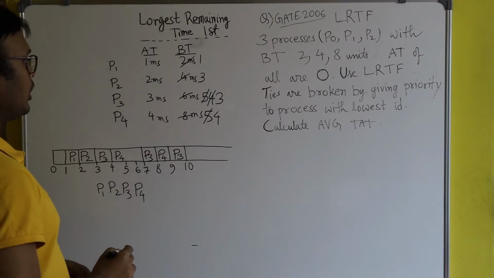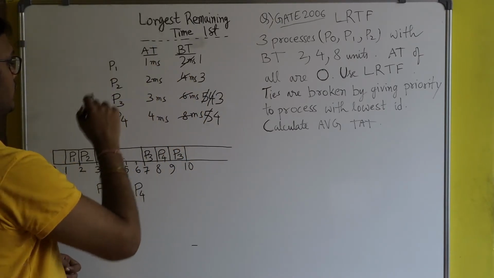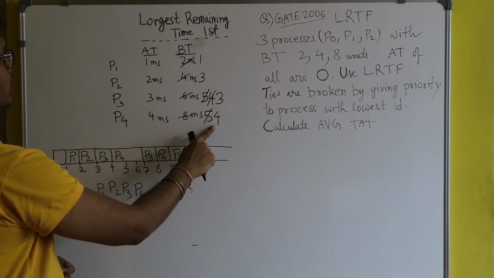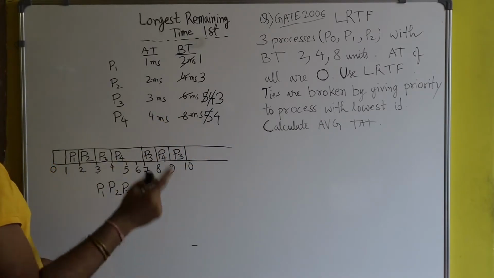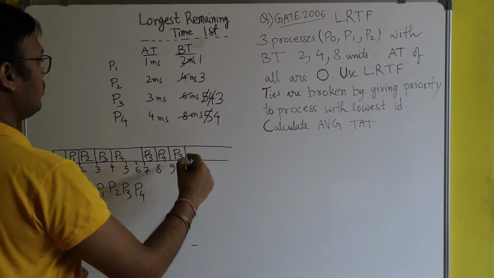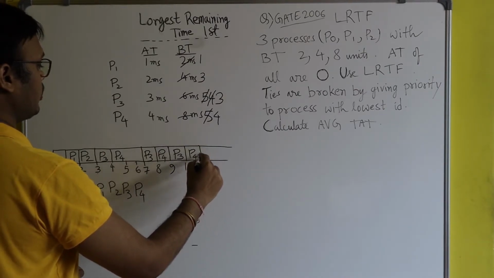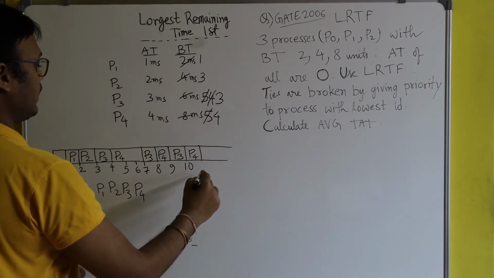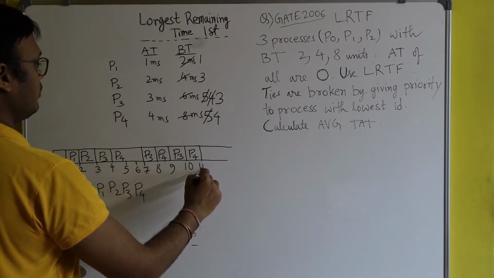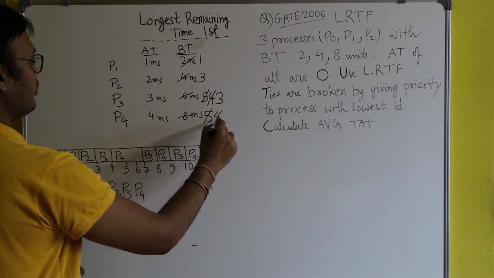Okay. Now you see among all these processes, process P4 has the largest burst time. So CPU will be again given to process P4. So here I will write P4. Okay. So process P4 will again run for 1 second, 10 to 11. So now 3 seconds are left for process P4.